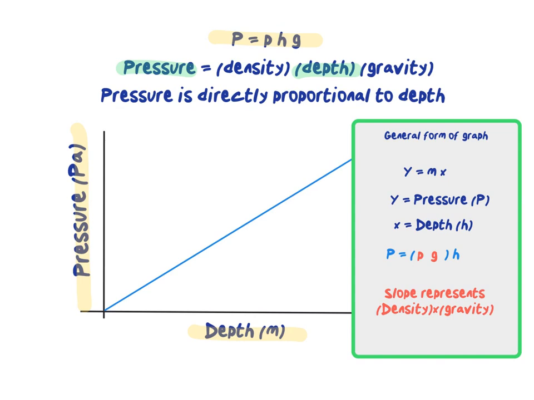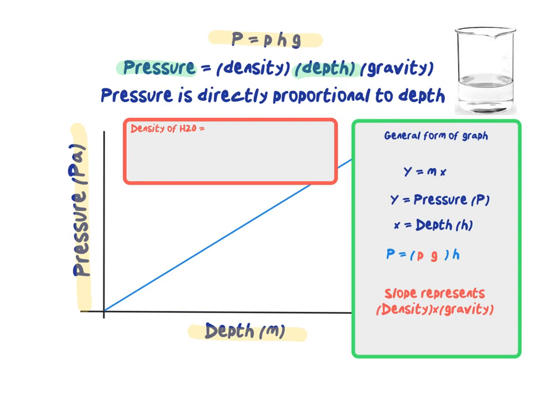If we took a beaker of water, knowing that the density of water is 1,000 kilograms per meter cubed, and the gravitational field strength is approximately 10 meters per second squared, or newtons per kilogram, the slope of this line should be 10,000.